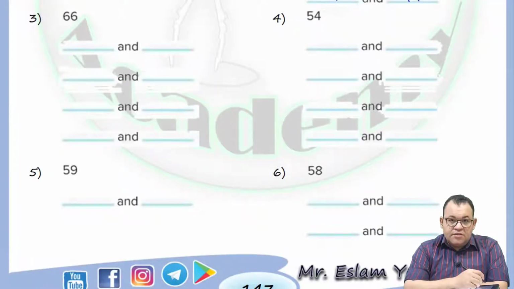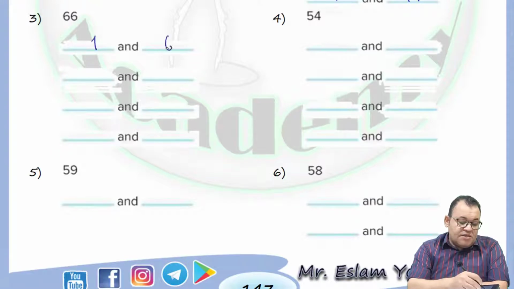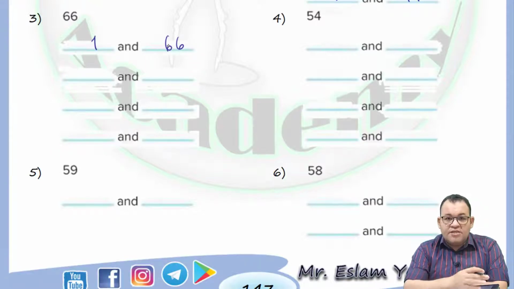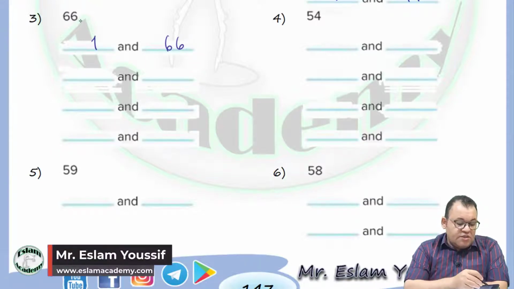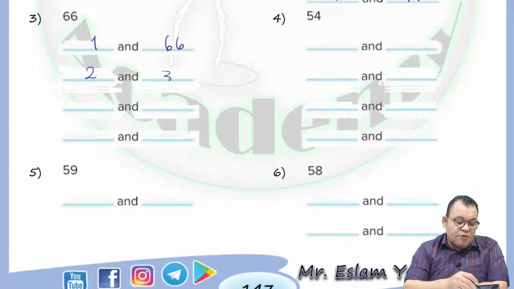Again for 66. 1 multiplied by 66 equals 66, and that's the easiest two factors. Now 66 is an even number, so I need to divide it by 2. Now 66 divided by 2 will be equal to 33. The other factor is odd, so it's not divisible by 4. So I need to check if it's divisible by 3 or not. An easy way to find if this number is divisible by 3 or not is to just add the two digits. 6 and 6 equals 12.